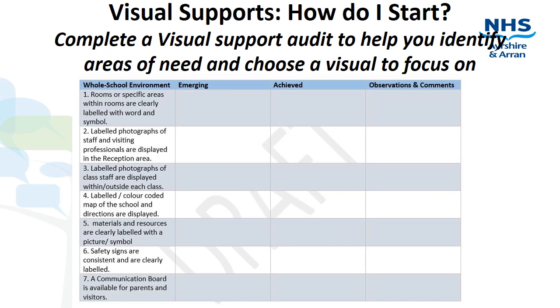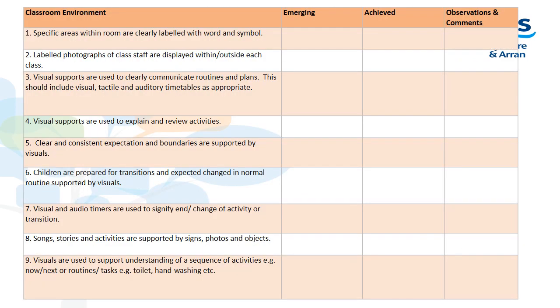So visual supports, how do I start? So the first thing would be to complete a visual support audit. This example is a draft visual audit that was created as part of a visual working group in South Ayrshire, but have a talk with your school speech and language therapist or your locality speech and language therapist and see what audit is best for you to use, because there are lots of other ones available. So for example, there's one from the Communication Trust which is called Communication Supporting Classroom Observation Tool. So it just helps you to identify the areas of need and choose a visual to focus on. So that's another page of that.